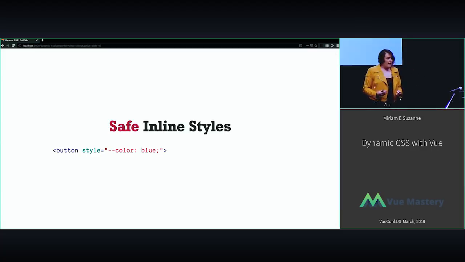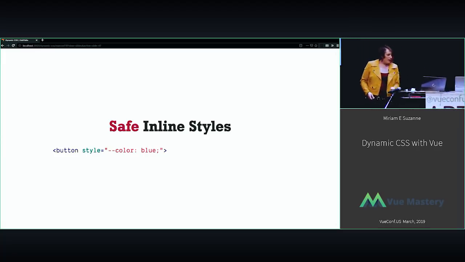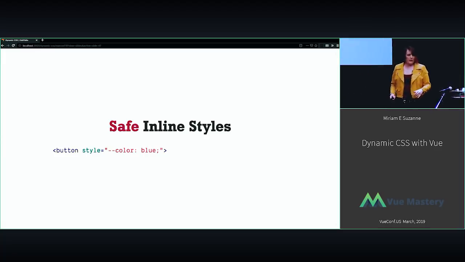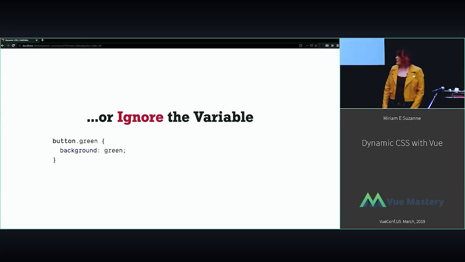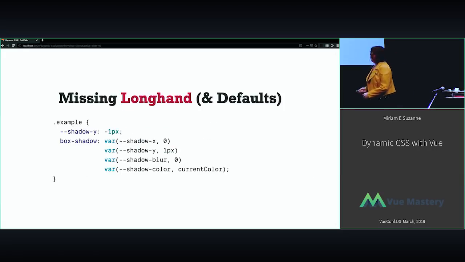That also gives us safe inline styles. So I can do this button style color blue, and there's no danger that I'll want to override that later, because I can either use it and say, use whatever button is set to, or I can just ignore it, and I haven't had to override it at all. So it's totally safe to do those inline styles.